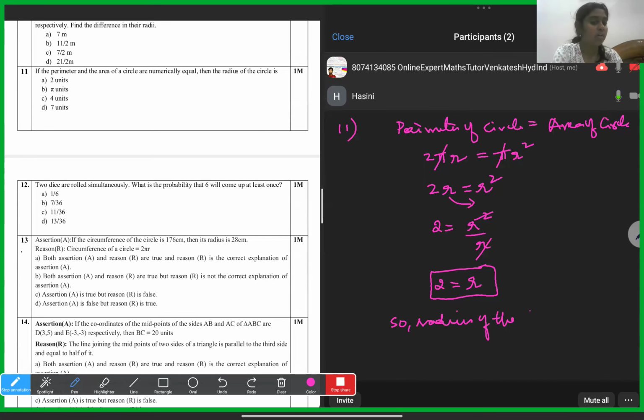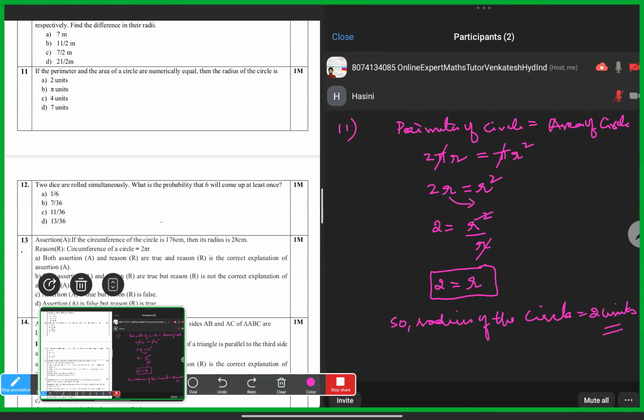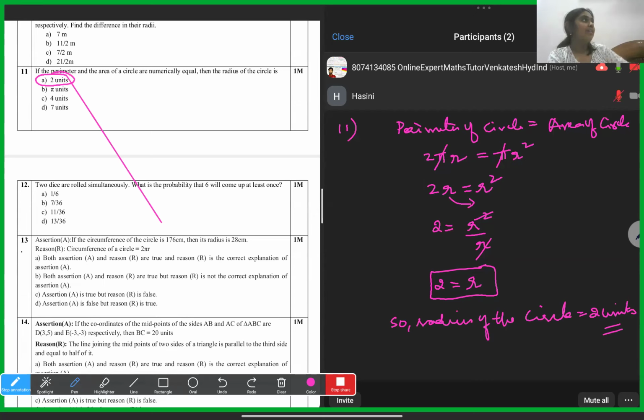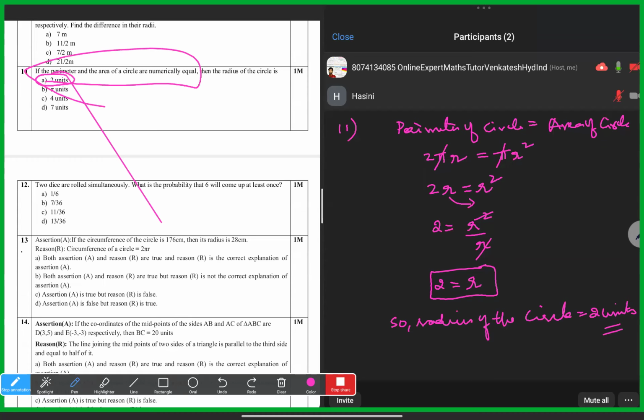Okay, sir. Option A has to be this one. We just equated as per the statement, Hasni, and we found out r from that. Just equation simplification. No doubt, no, Hasni? No, sir. No doubt, sir.